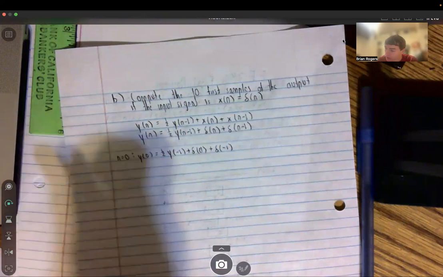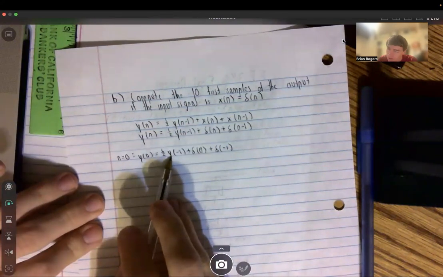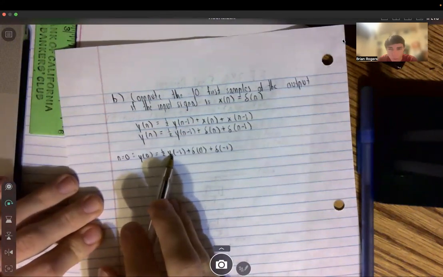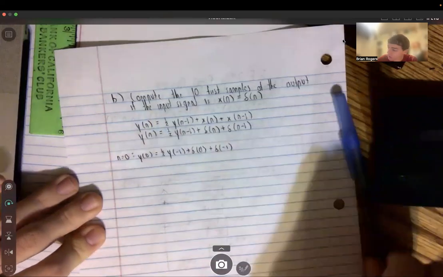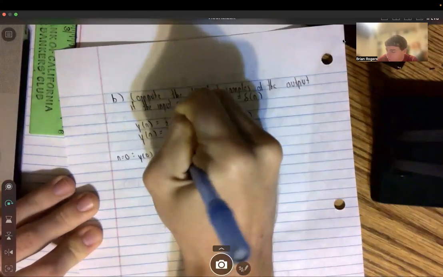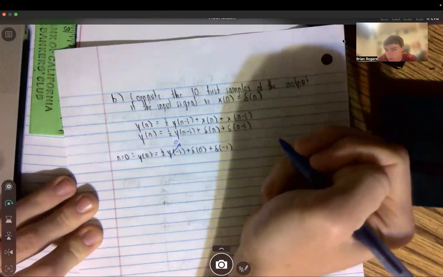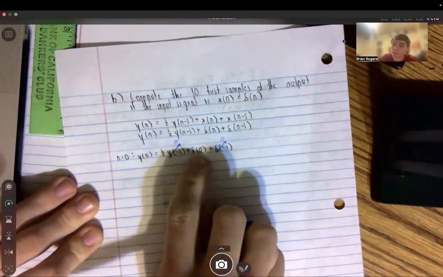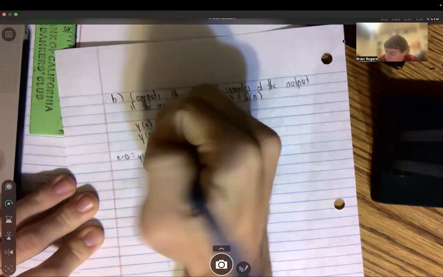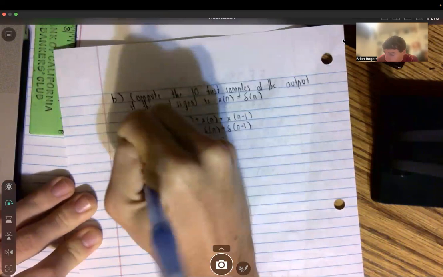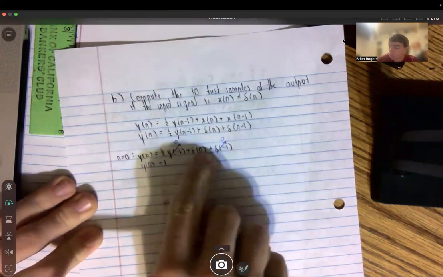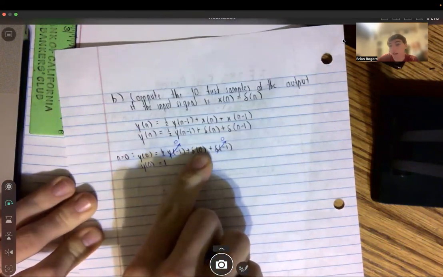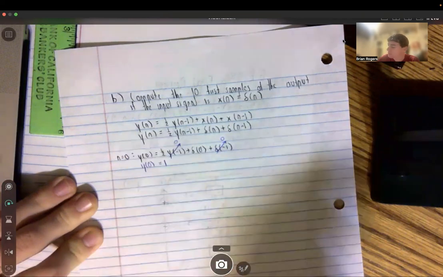So looking at this, we don't have any values before 0 defined for y, so this will just go to 0, because y of negative 1, we don't have anything defined for, it's 0. This one, remember, the property of the unit impulse is it only occurs at time 0. So this will evaluate to 1. So your y of 0 will equal 1, just because the delta function at 0 is 1.